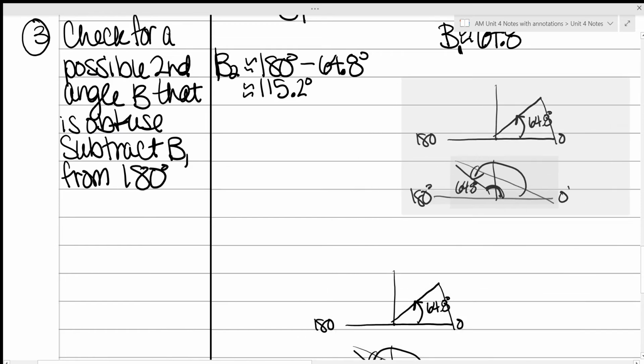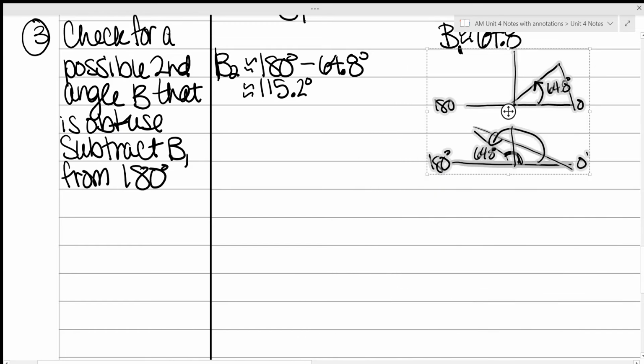Okay, so I'm going to put my two pictures under the two situations here, okay?